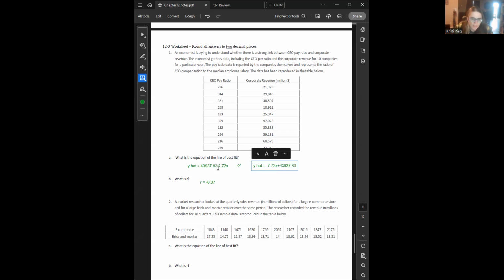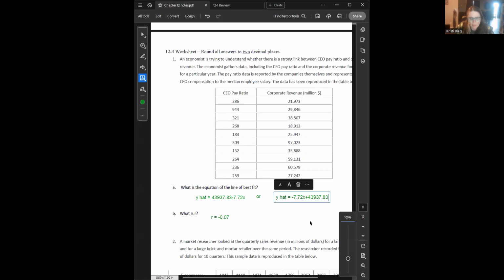And so these are the same equations. It's just one of them has the negative 7 slope part in the front. One of them has it in the back. The other one has the positive 43,000 in the front. The other one has the positive 43,000 in the back. So you pick whichever one you like, whichever one makes sense with however you're typing in the answers.